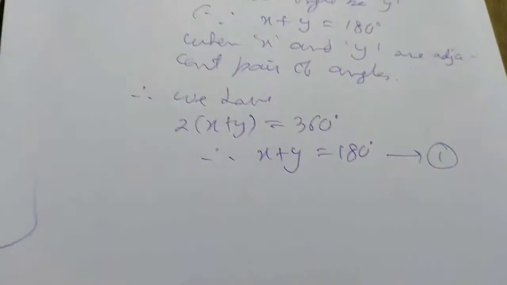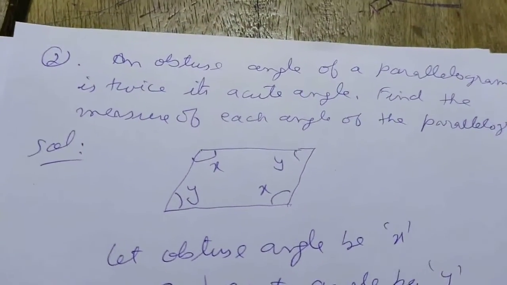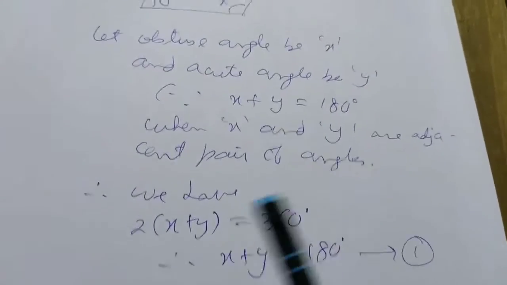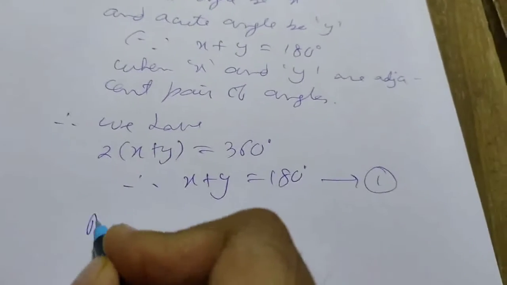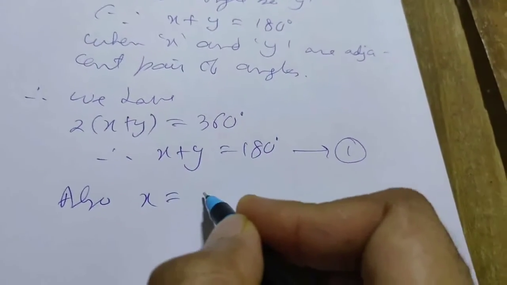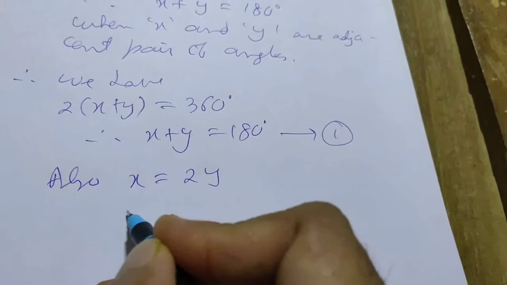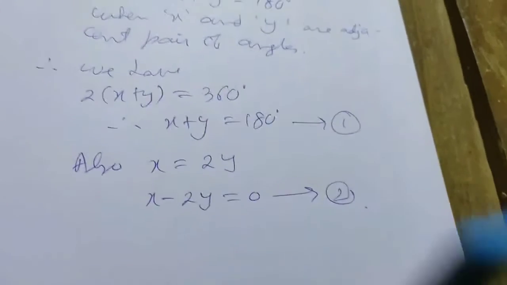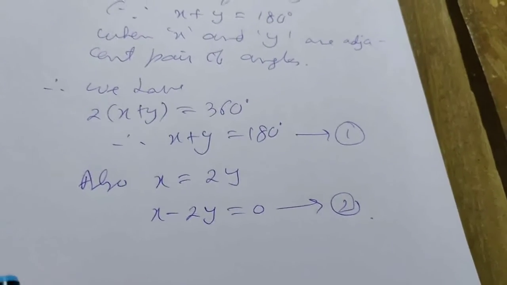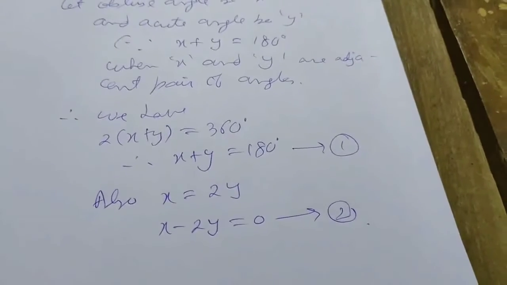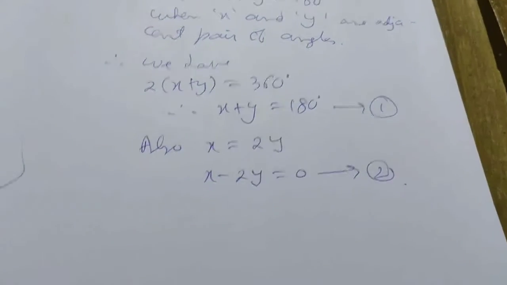Now also, it is given to us: an obtuse angle of a parallelogram is twice its acute angle. Our obtuse angle is x. So the obtuse angle, that is x, is twice the acute angle. So x equals 2y, or we can write x minus 2y equals 0. So this is equation number 2. Remember that we have to solve this question by the method of elimination. In board exams you can solve it by any method you like, unless the method is mentioned.